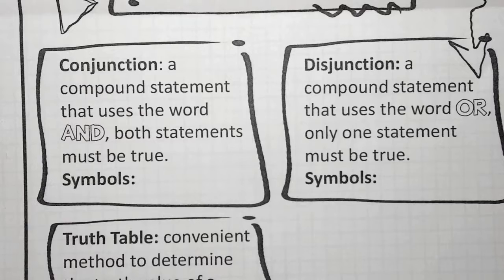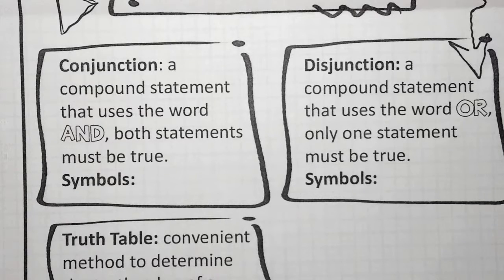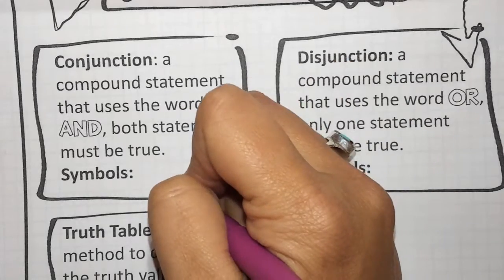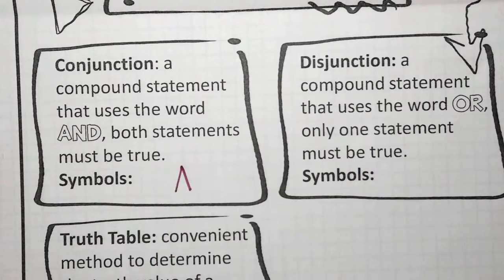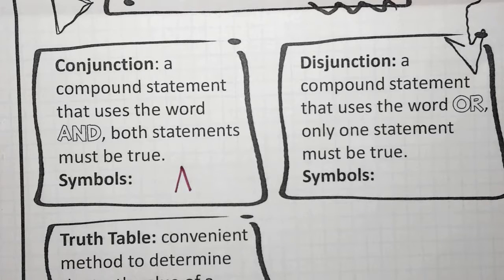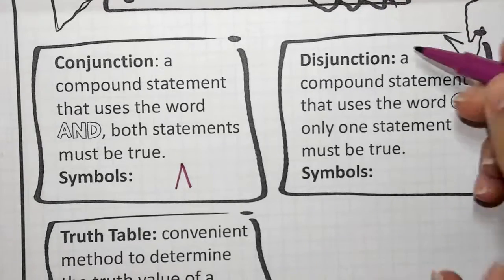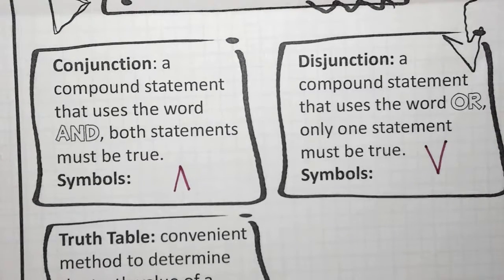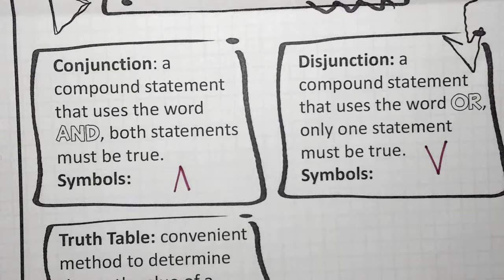So and, if I said P and Q, we would use this symbol. It's just an arrow pointing up. If I said a disjunction, which would be or, it's an arrow pointing down. It is very, very important that you pay attention to where it says both statements must be true. So for a conjunction, both statements must be true.